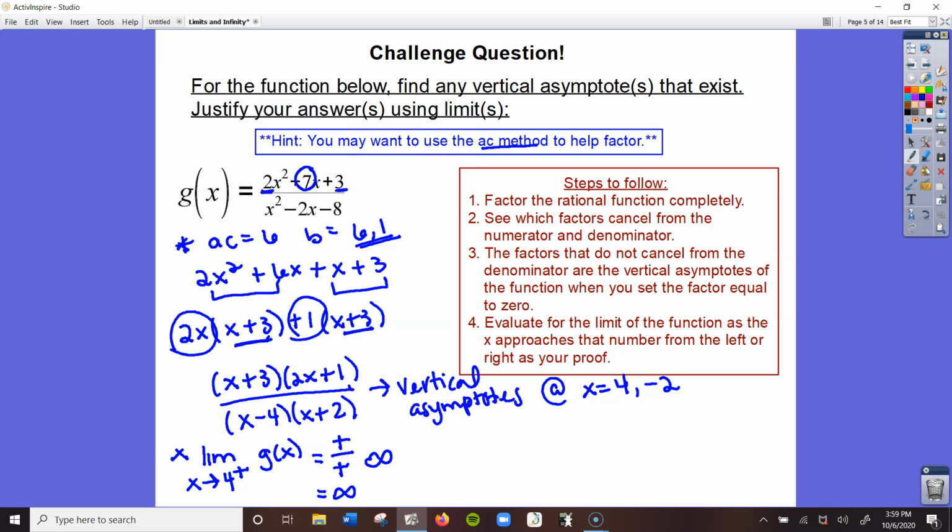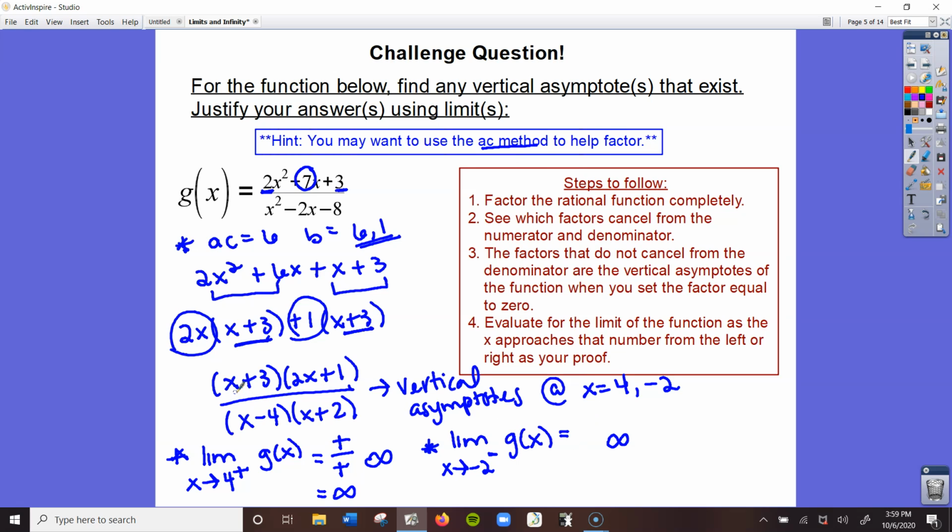Now we would need to show that we have a vertical asymptote at x is equal to negative 2. So we're going to set up our limit here as x is approaching negative 2, let's say from the left this time, of g of x. So if I'm plugging a number slightly to the left of negative 2, I'm going to plug in negative 2.1. Again, I know my answer is going to be some kind of infinity. I am just checking to see what the sign would be.